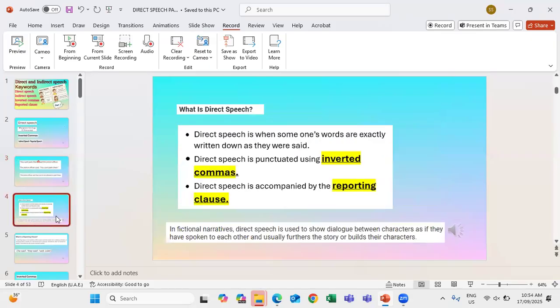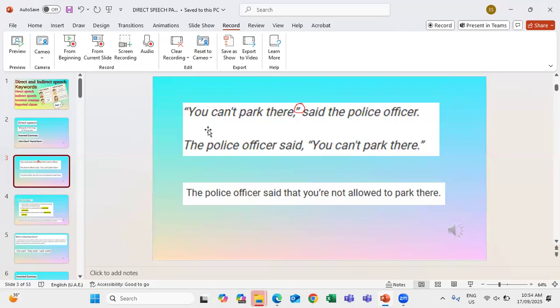So the first step, which I said, is direct speech. We need to understand what direct speech is. Direct speech is when someone's words are exactly written down as they were said. So, what does it mean? If you come back to this slide, it's written, "You can't park there," said the police officer. So, what are the exact words said by the police officer? They are, "You can't park there." These are the exact words said by the police officer, and we have written them down here. This is called direct speech.